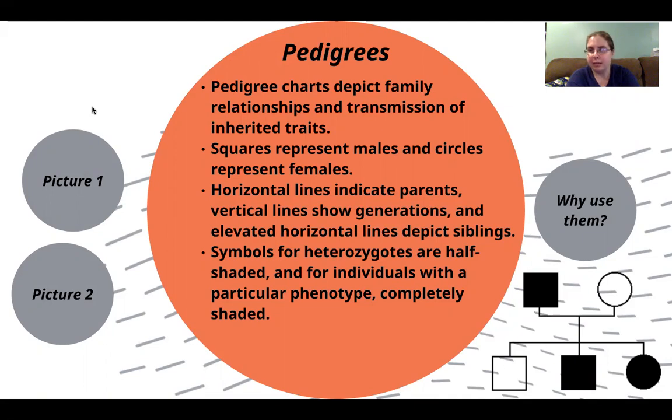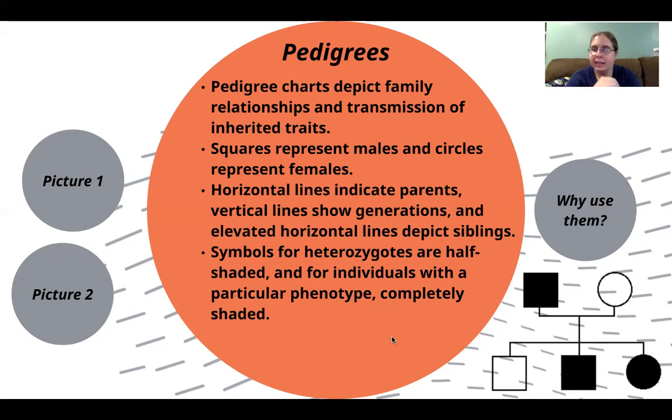Squares represent males, XY individuals, and circles represent females, XX individuals. You can see there's an example of one on the bottom right. So there are 3 males in this pedigree: 1, 2, 3. There are 2 females: 1, 2.